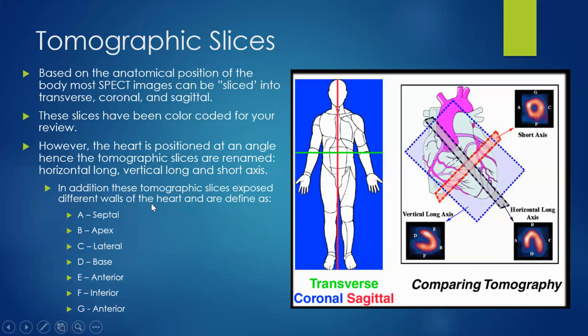Finally, if you want to know where the areas of the heart are located, I have them identified here according to the different sections of the heart, based on the type of projection, with the letters A through G.